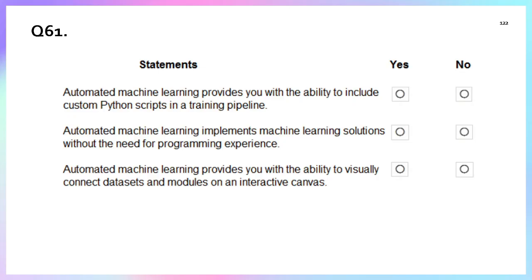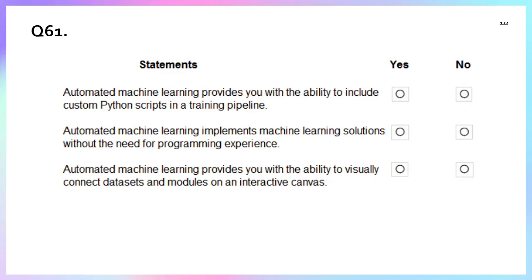AutoML is related to automatic machine learning. So it is meant for users with little or no code background, right? It automatically selects the algorithm, tunes the hyperparameters itself, and handles the preprocessing. Including a custom script requires a custom pipeline and Azure ML designer, so the statement is not true.